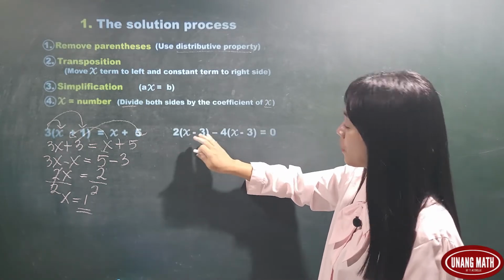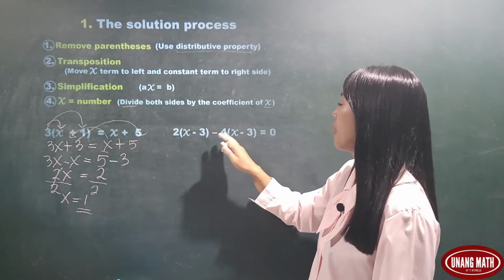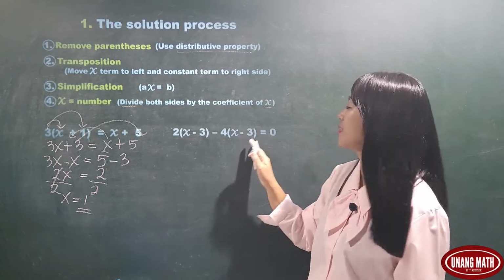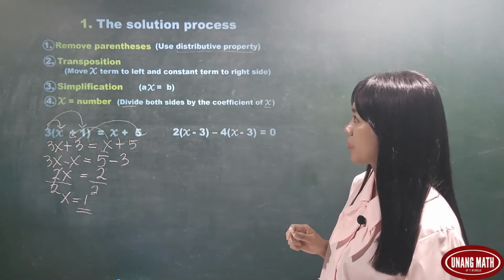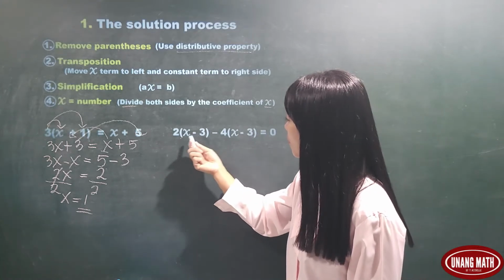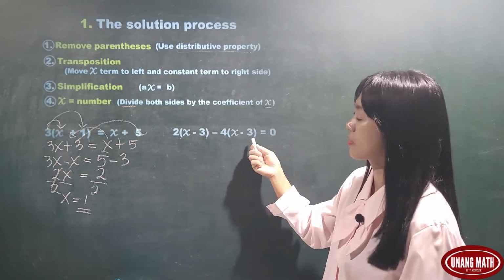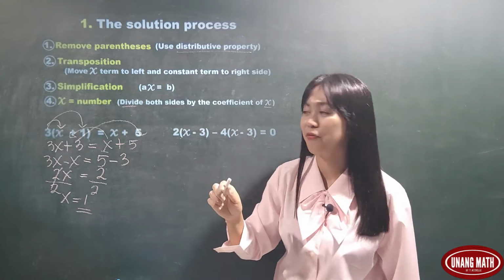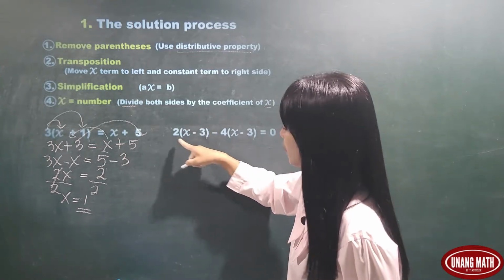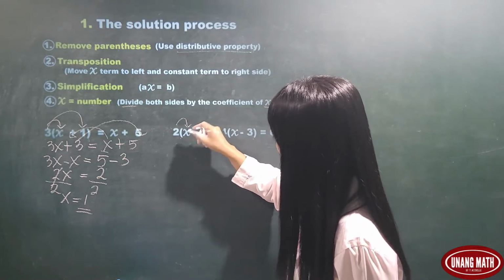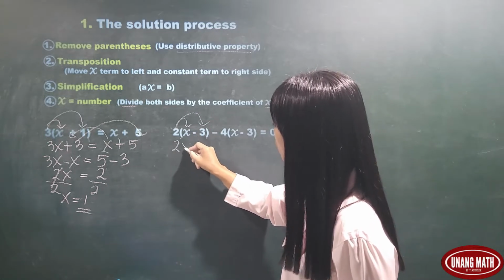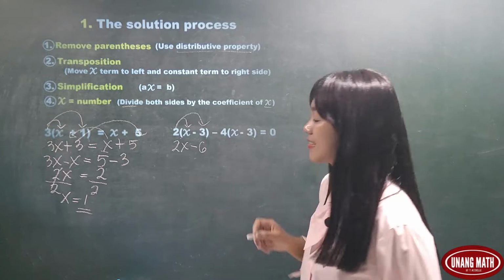2 times x minus 3 inside the parenthesis minus 4 times x minus 3. This is also inside the parenthesis and this is equal to 0. Okay, we have to remove this parenthesis first. And we can do that using distributive property. So let's start here. 2 times x and 2 times negative 3. So this is 2x minus 6.